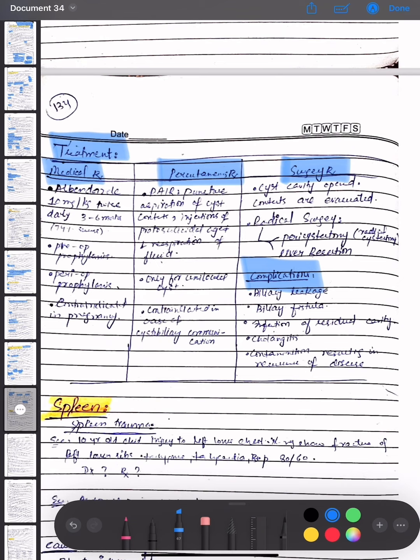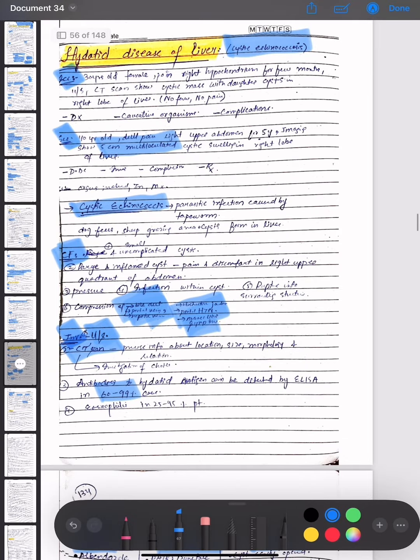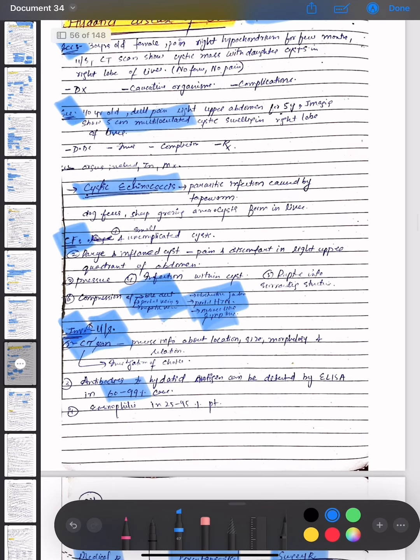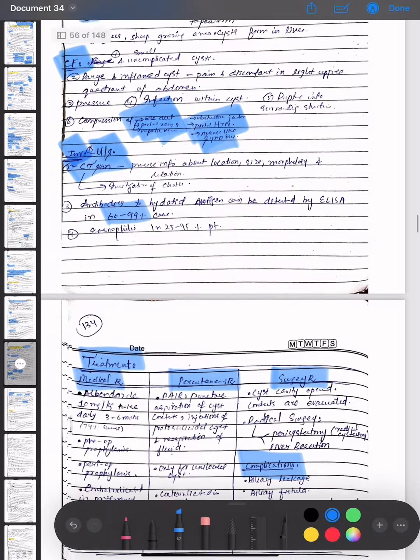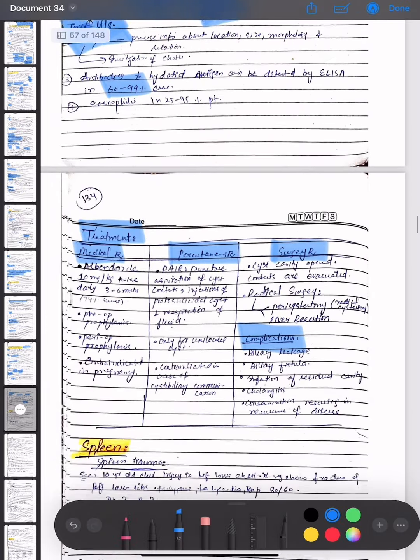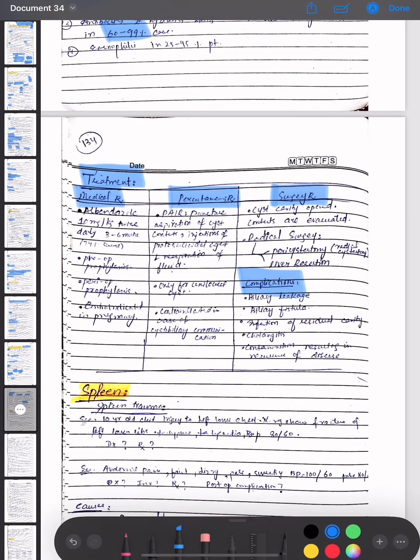Okay, so we have discussed hydatid disease of the liver, also known as cystic echinococcosis, and the scenario in which the main feature is multiloculated cystic swellings. Then we discussed cystic echinococcosis, the clinical features, the investigations, ultrasound and CT scan, then the treatment options, which are medical, percutaneous, and surgical treatment, and then the complications.